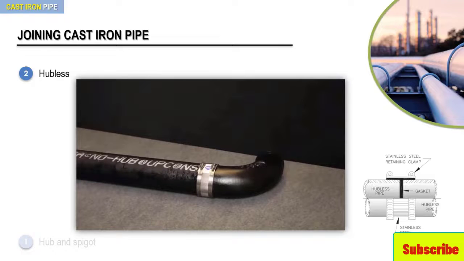Finally, keep in mind, hubless cast iron pipe is made in only one wall thickness and in the following diameter ranges.